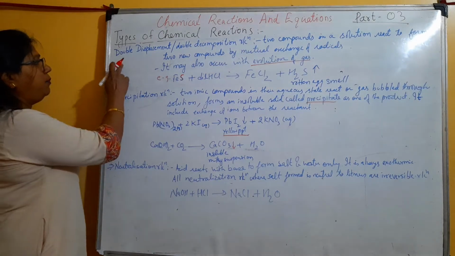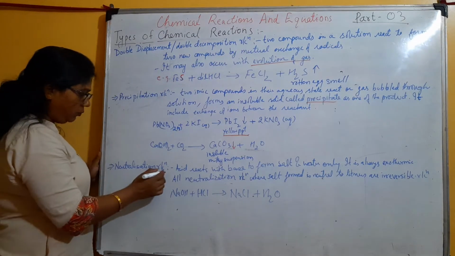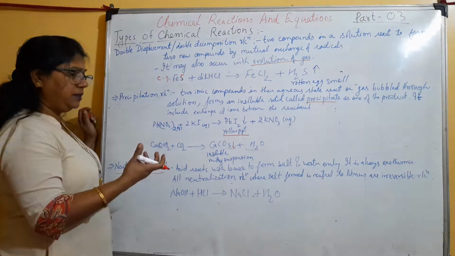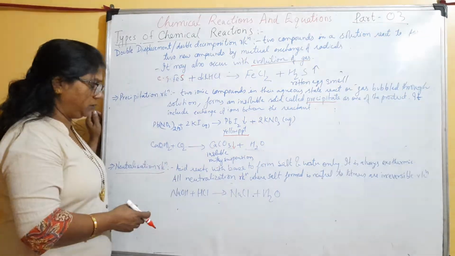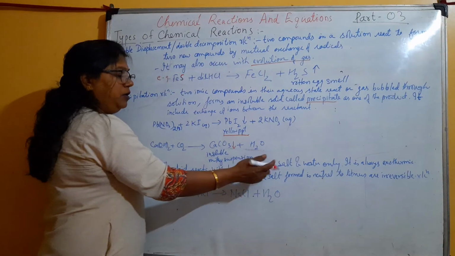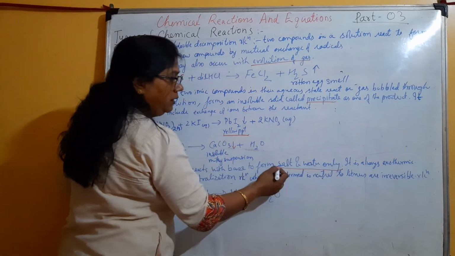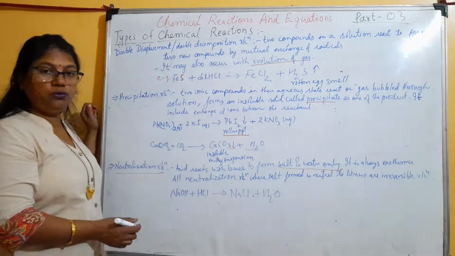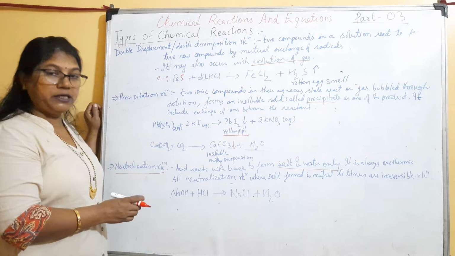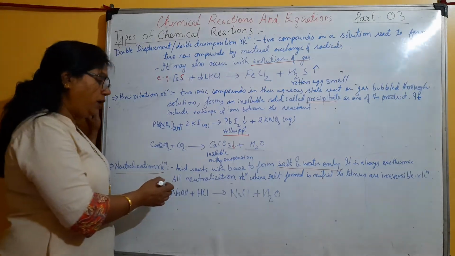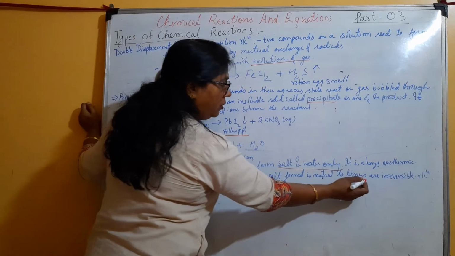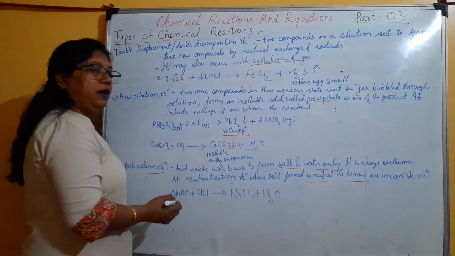Now one more type of double displacement is neutralization reaction. The name itself is telling that there is a formation of neutral substance. So when an acid reacts with a base to form salt and water only, then the reaction is called a neutralization reaction. Such reactions are always exothermic, and all neutralization reactions where the salt formed is neutral to litmus are actually irreversible reactions.